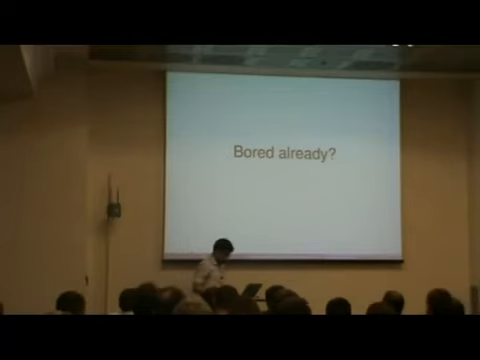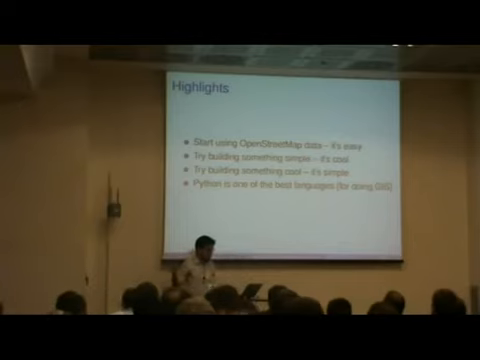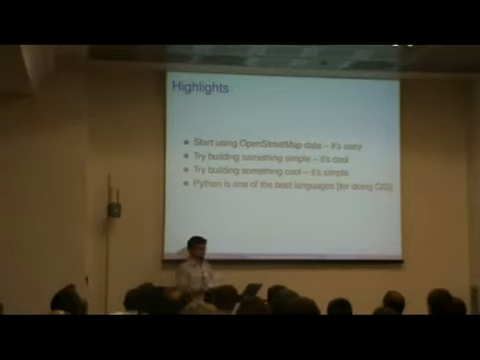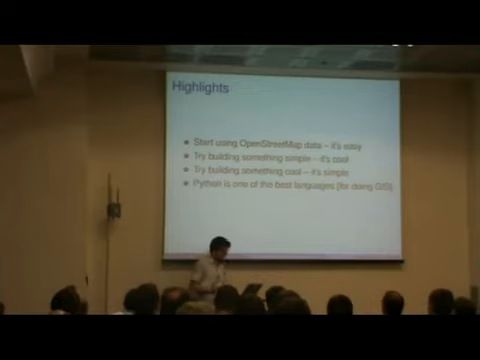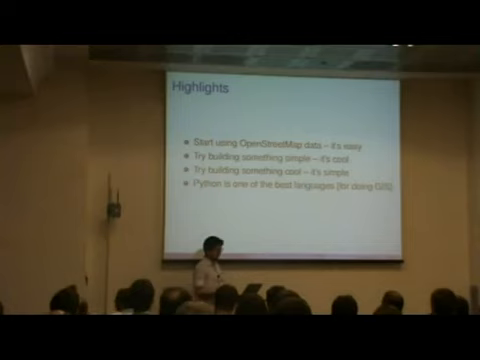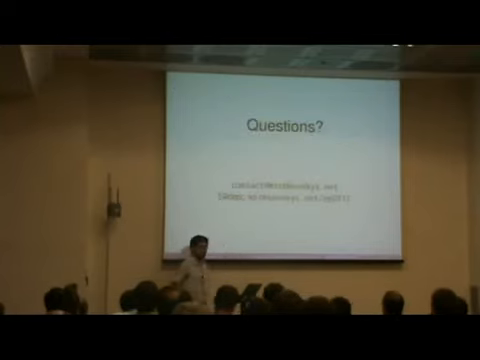So if you're at work, and I'm pretty sure you are, I'm done. Just some highlights. I advise you to use OpenStreetMap data. It's easy, and well, try building something simple. It's pretty cool when you get it done. Try building something cool because it's simple. And well, Python is awesome. So do it in Python, and for GIS, it's like the second best language after C++. C++ is awful. Do you have questions?